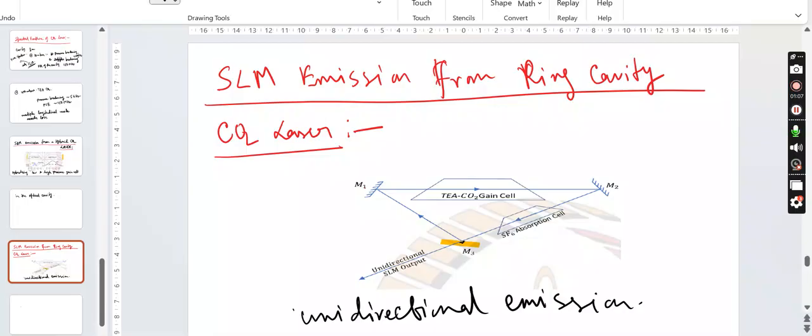In the absence of any intracavity saturable absorber, as the gain medium is energized, the co- and counter-propagating waves grow equally, giving rise to a standing wave. But if we introduce that absorption cell, the wave will propagate in only one direction, and there will be no standing wave creation. So that will result in SLM.